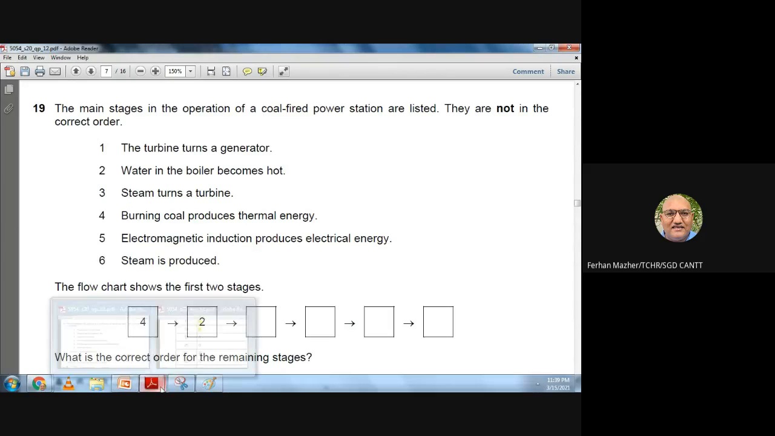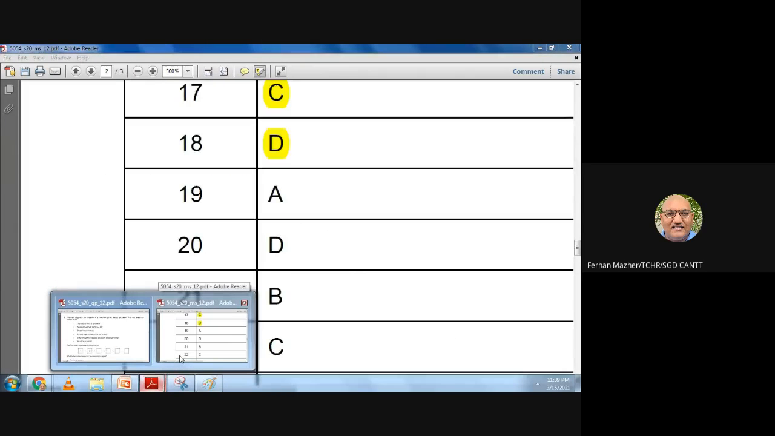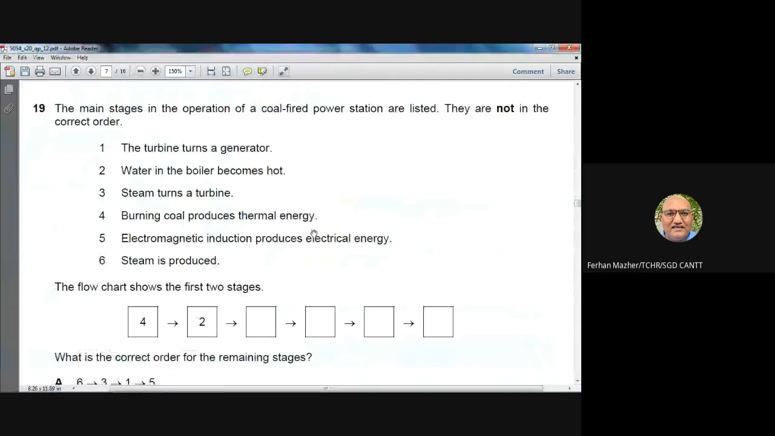Question number 18 is D. Question number 19. The main stages in the operations of a coal-fired power station are listed. They are not in the correct order. The first one is the turbine turns the generator, water in the boiler becomes hot, steam turns the turbine, burning coal produces thermal energy, the magnetic induction produces electric energy, steam is produced.